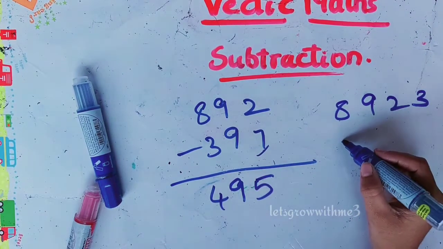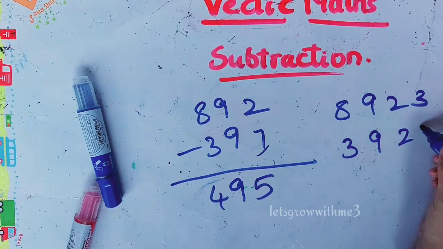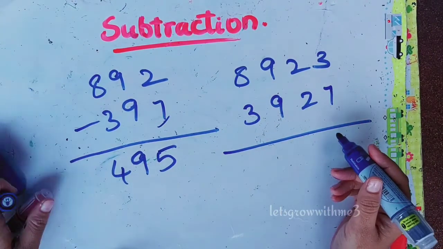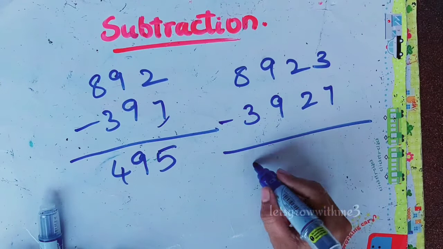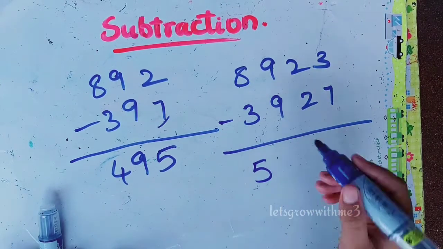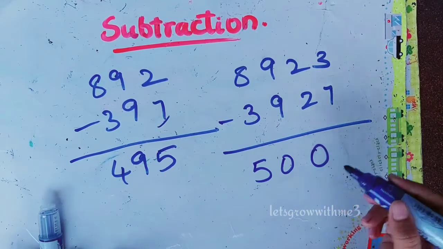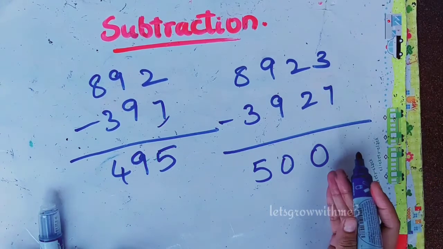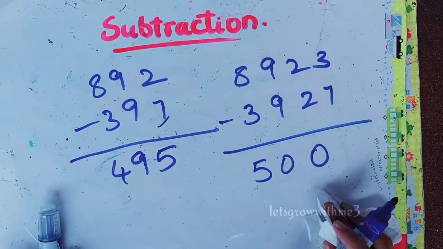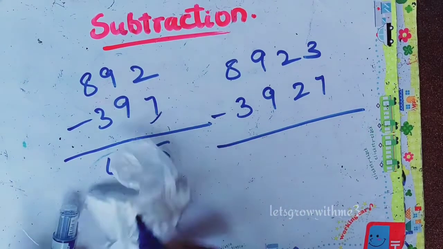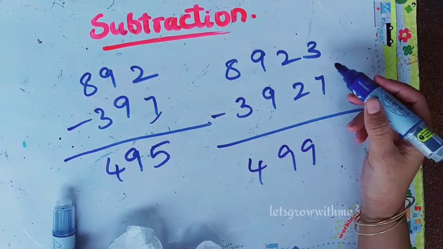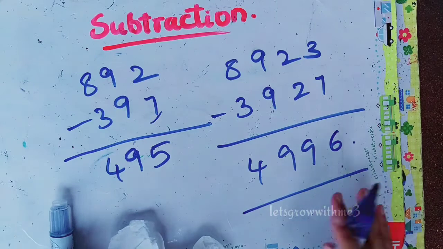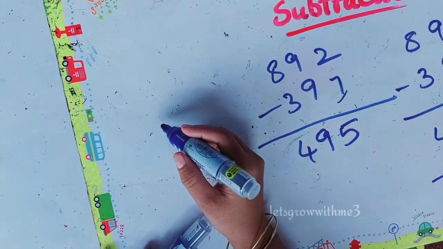So let me take one more example. 8923 minus 3927. Okay, so let's subtract. 8 minus 3 is again 5. I am writing it as it is because I have a non-borrow combination here, 0 and 0, and here again a borrow combination. So when it is a borrow combination, I need to subtract 1. I can't subtract from here, so I will subtract from the whole number, which is 500. 500 minus 1 is 499. And the remaining part is as it is: 3 plus the complement of 7, which is 3, so 3 plus 3 is 6. So the answer is 4996.